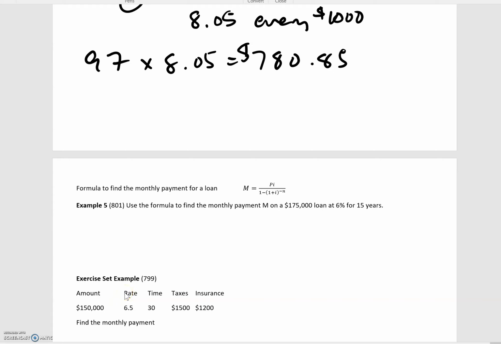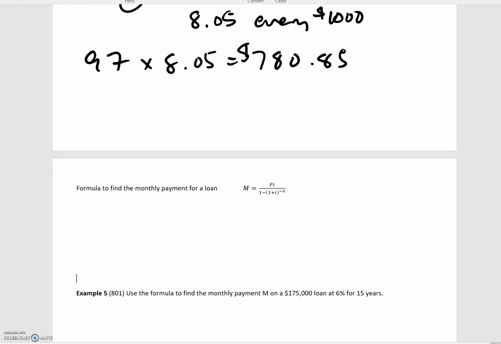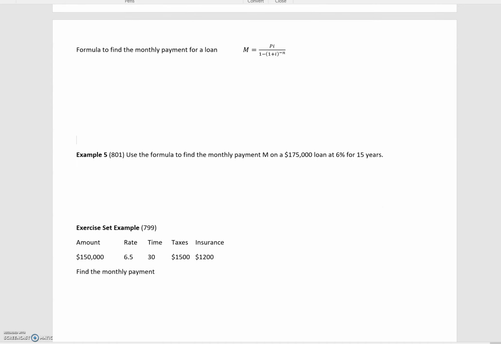Okay, so on to really our last formula we're going to take a look at, and then we're just going to dive into a few examples and exercise sets once again. So I'm going to give it a little space for this one. This is a formula given to find the monthly payment for a loan. It's kind of scary looking, but as long as you know what everything represents, it just becomes a problem for order of operations.